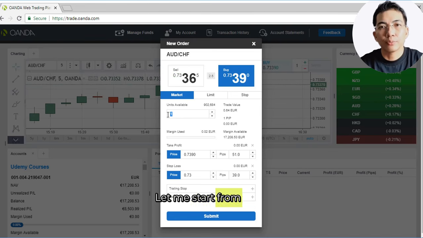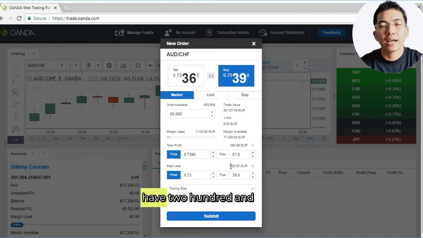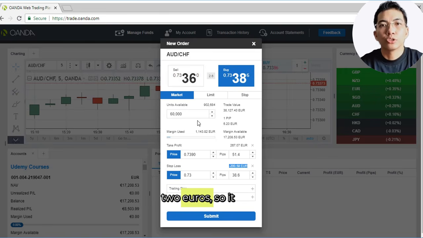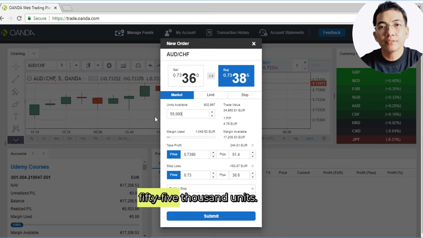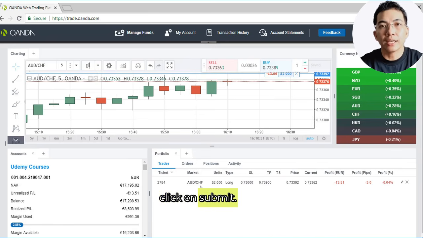Let me start from 60,000, for example. In this case, I have 202 euros, so it is too much. Let me try with 55,000 units. It is 183 euros, so still too much. Let me type 50,000 then. It is 167 euros, so just a bit more. Let's try with 52,000 and it is okay, so I can click on submit.